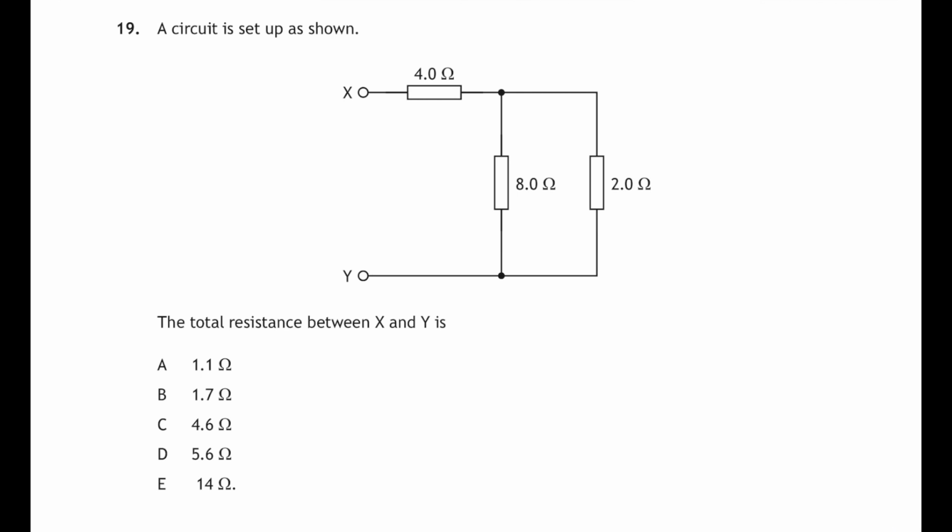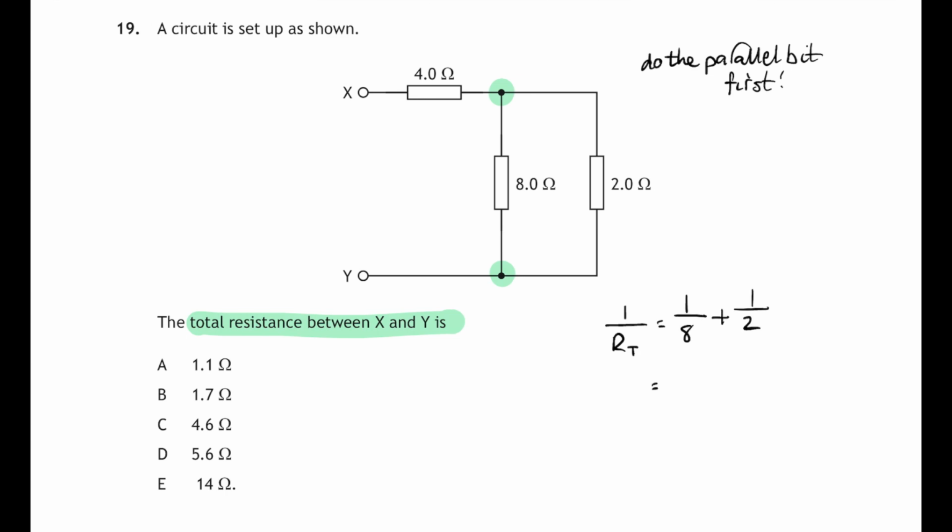Question 19. A circuit is set up as shown and we have to determine the total resistance between X and Y. So we've got a series resistor and then a little parallel bit. So let's do the parallel bit first. That's between the two green dots. And if we use our National 5 relationship, 1 over RT equals 1 over R1 plus 1 over R2. So it's 1 over 8 plus 1 over 2. And then you can either do it the long way or do it straight away on your calculator. I'll do it the long way.